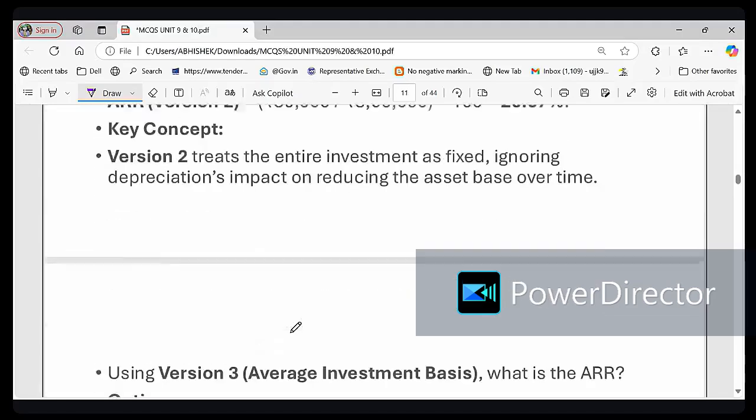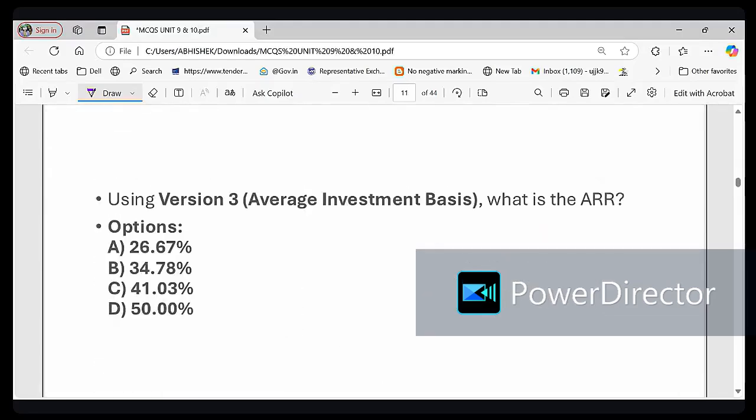Now, friends, let's take the third version. There are 3 versions of calculating ARR. If you have any doubt, at any place, please ask me, because this is an interactive session. The main benefit of this session is that you can ask your doubts, and I will clear them. Now let's look at the third version of the ARR, called the average investment basis. Now you have to calculate what the ARR is using version number 3.